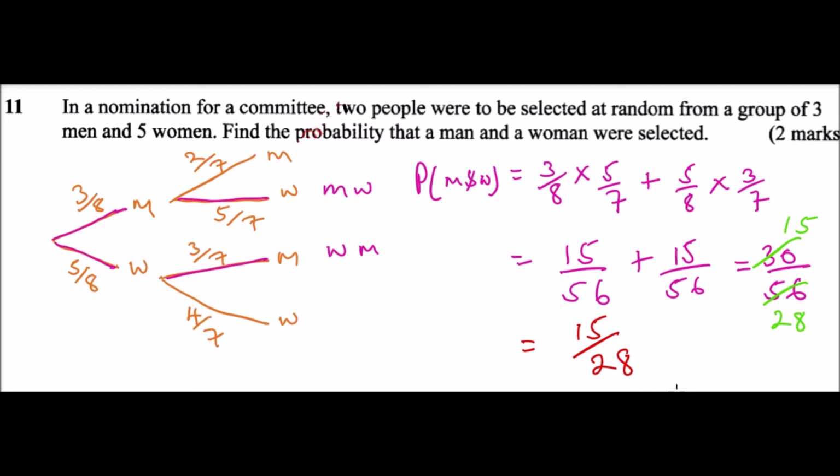So that's how you do that. You get yourself 2 marks. If you understand it properly, you don't have to draw the tree diagram, but it is good to ensure that you get the correct answer.